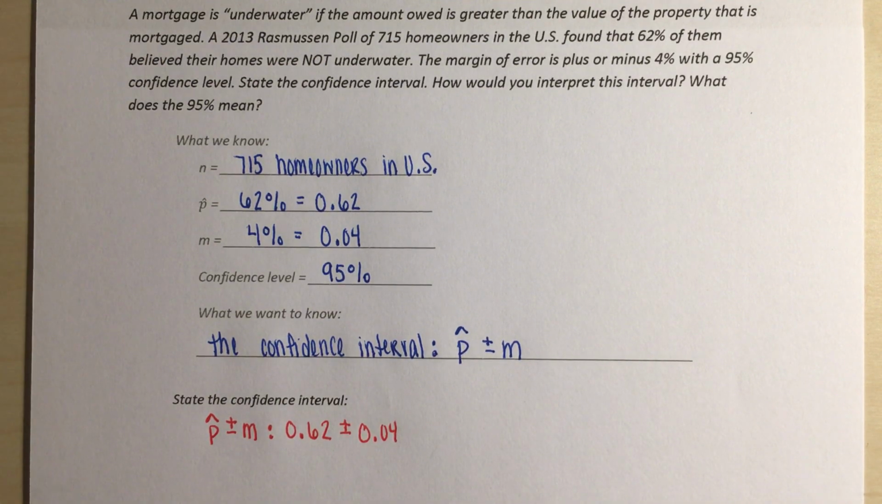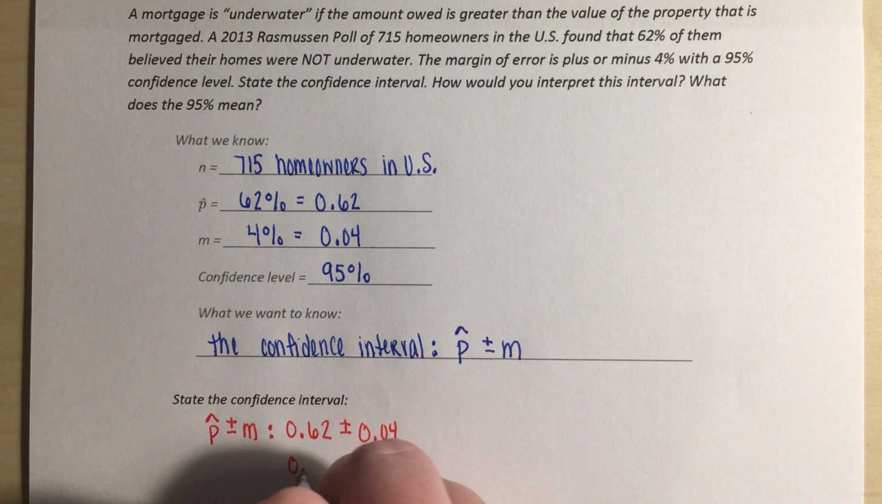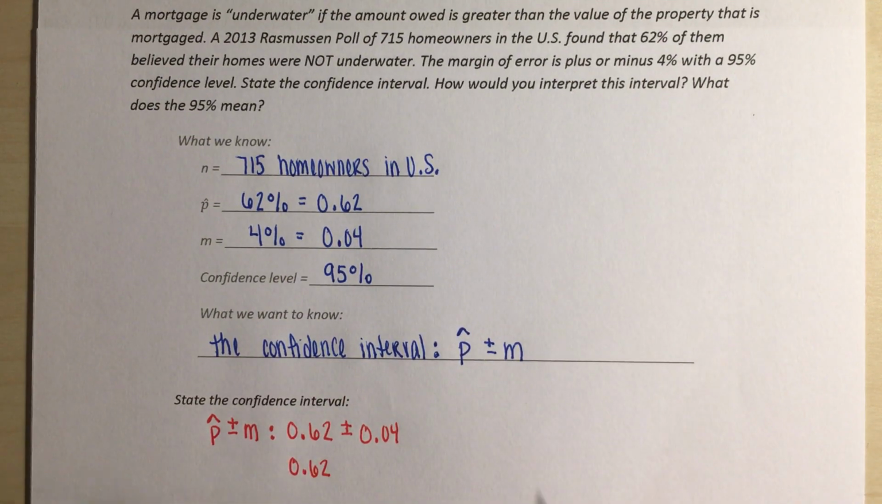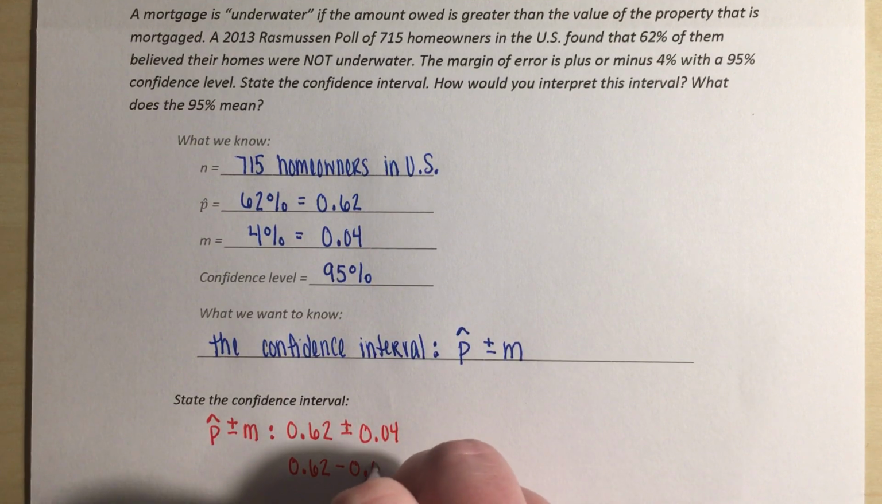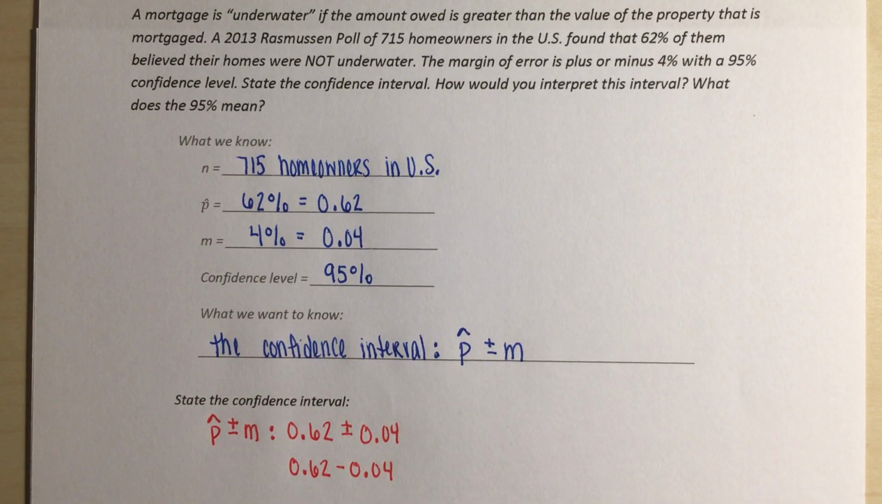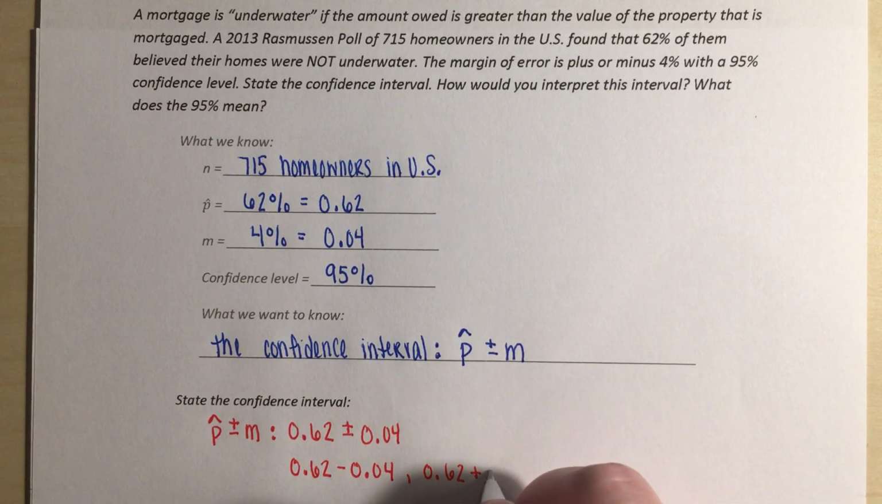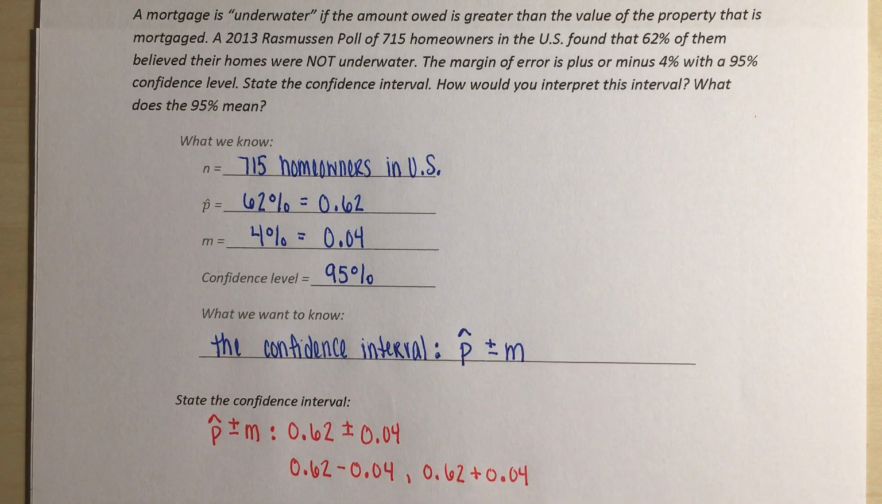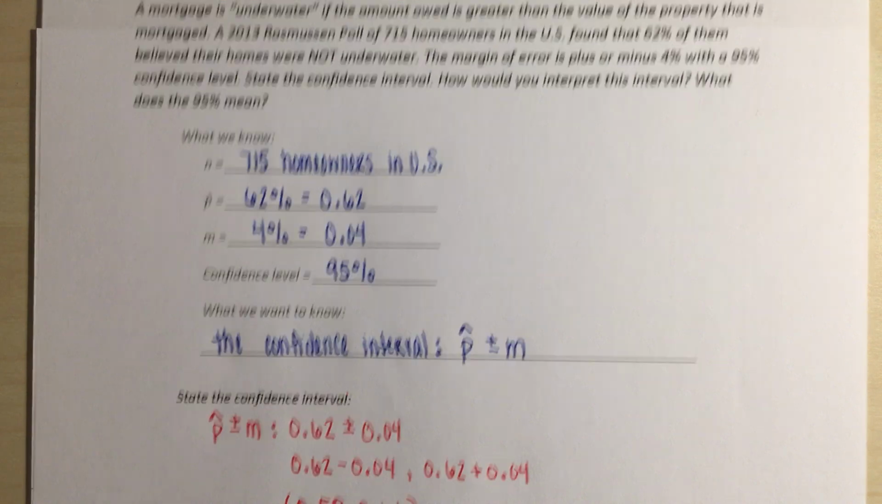When we find our interval, our first number is always going to be the number found by subtracting our margin of error. So this 0.62 minus 0.04, and then we're going to do 0.62 plus 0.04. That gives us a confidence interval. We're going to use interval notation with parentheses. 0.62 minus 0.04 gives us 0.58, and 0.62 plus 0.04 gives us 0.66. So there is our confidence interval.